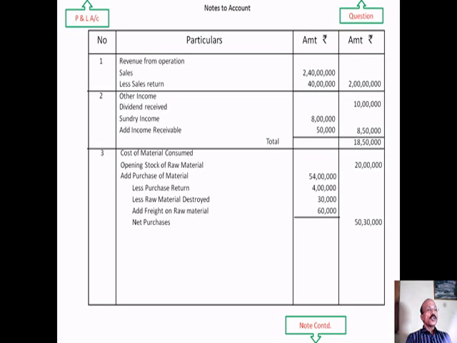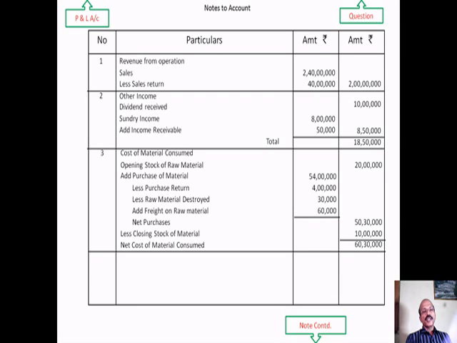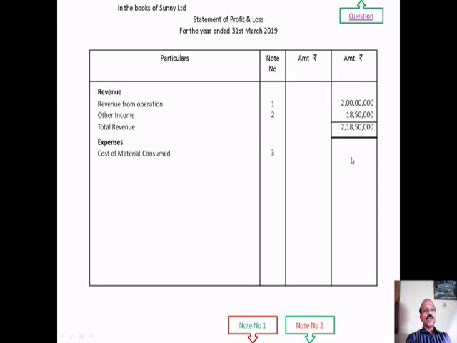So for the cost of material consumed, there is a closing stock available. After deducting it, the net cost of material comes to 60,30,000, which will be charged in the profit and loss account as 60,30,000. The next item of expenses is the change in inventory.